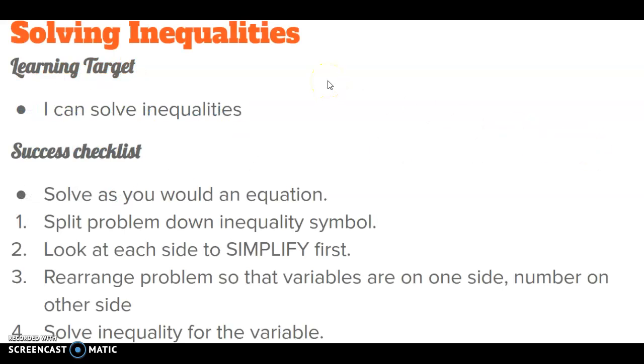So today we're going to learn how to solve inequalities. The way we're going to do that is by solving them just like we would an equation, except this time we're splitting our problem down the inequality symbol. We're going to look to each side to see if we can simplify it first. If we can't, then we will automatically go into rearranging our problem so that we have variables on one side and numbers on the other side. We're going to solve the inequality for the variable this time, not the equation.